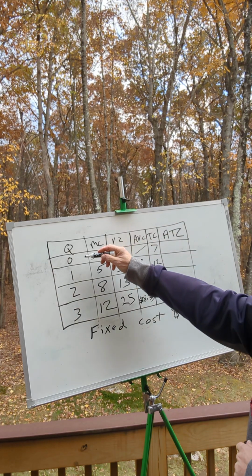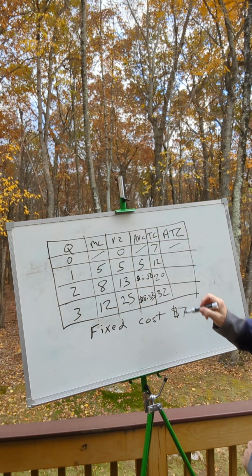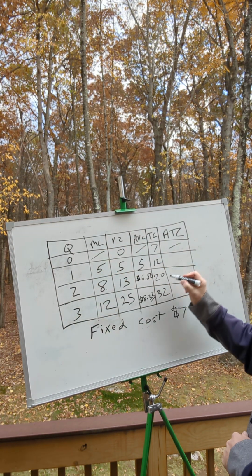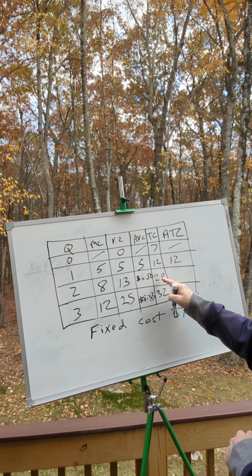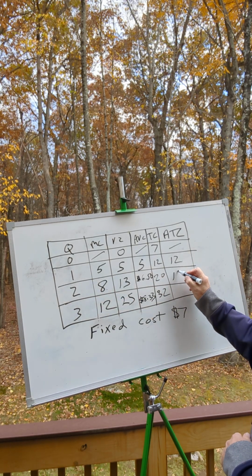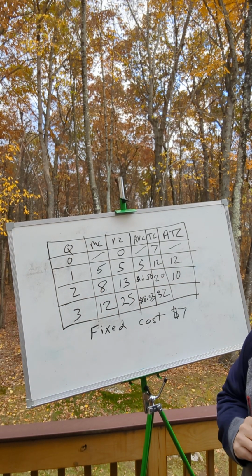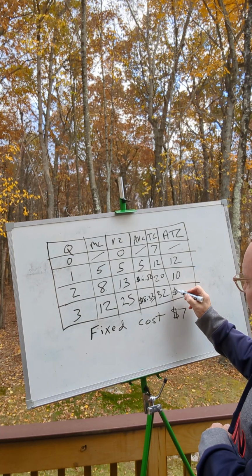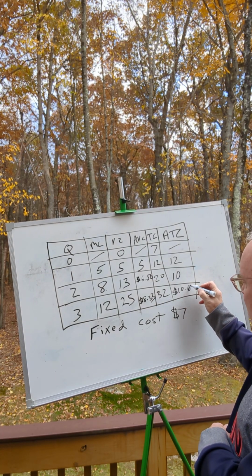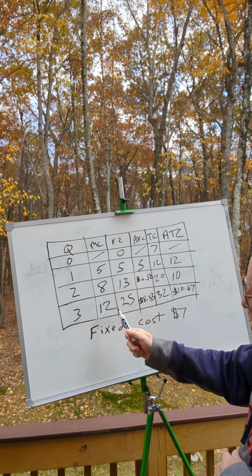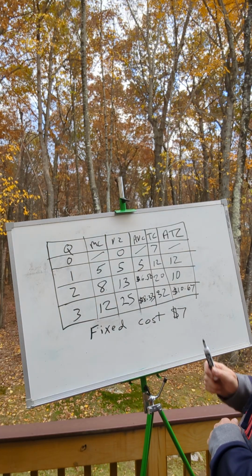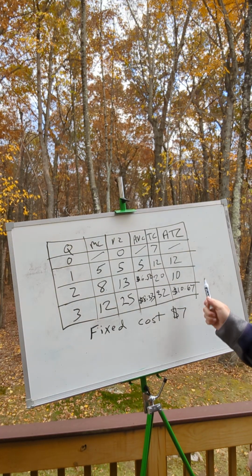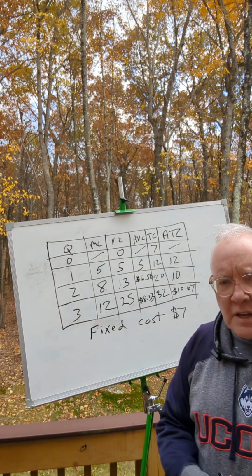So 7 divided by 0 is undefined. 12 divided by 1 is 12. 20 divided by 2 is 10. And 32 divided by 3 is $10.67. So all we knew was marginal cost and fixed cost, and yet we were able to fill out the entire rest of the table.